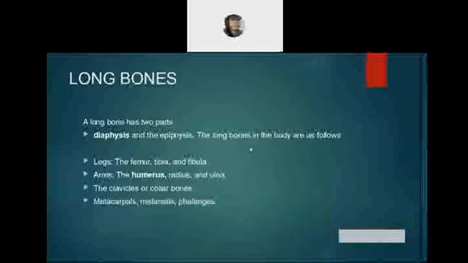So, long bones. The long bones have two parts, the diaphysis and the epiphysis. Diaphysis means which part? The middle part. And the epiphysis? The side parts, the ends, both ends.